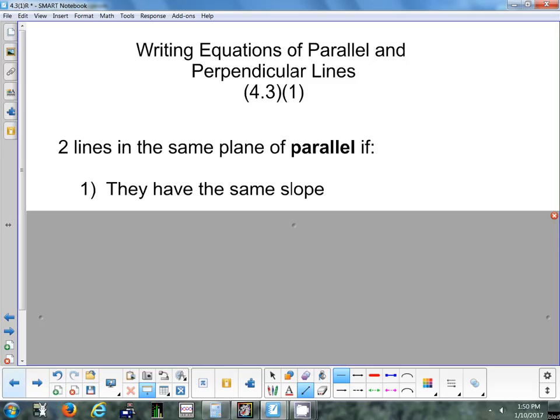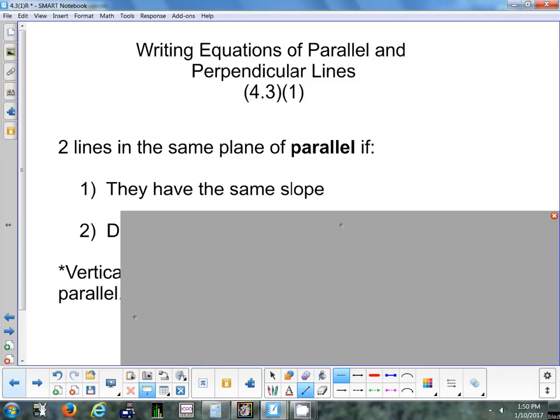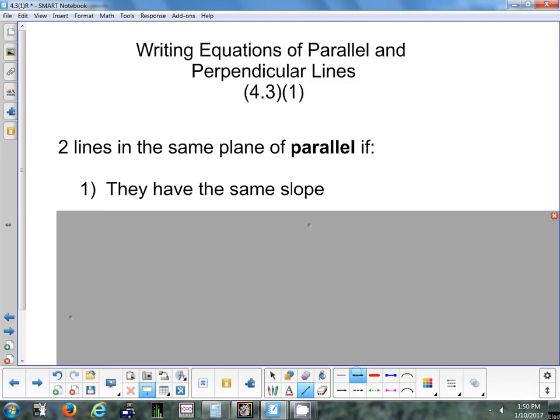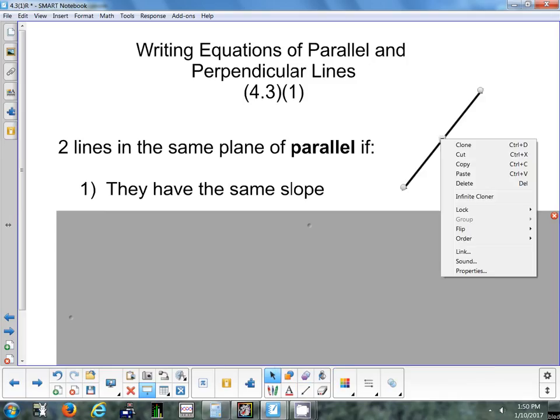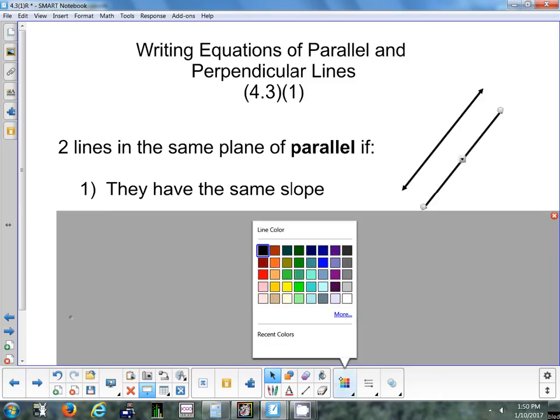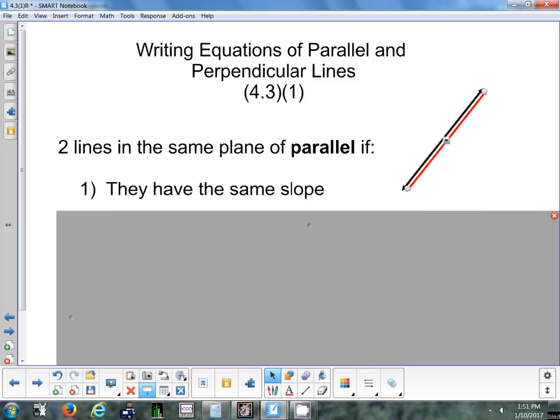Now, can anyone think of an example of two lines that have the same slope that are not parallel? That's where number 2 comes in. Yeah, when it's the same line. Okay? Let me go like this. Make a copy of it, and let's make it red. The red line and the black line are not parallel there. They have the same slope.